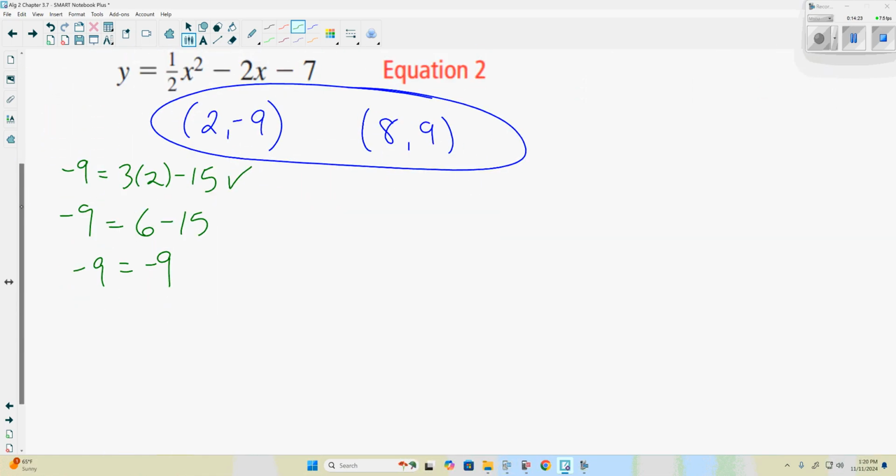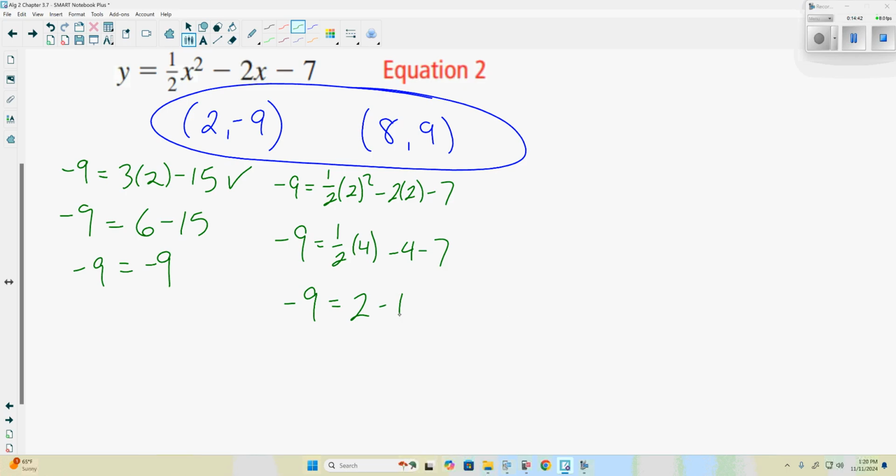And we can use the -9 equals 1/2 times 2 squared minus 2 times 2 minus 7. Well, our 2 squared is 4. -2 times 2 is -4 minus 7. Half of 4 is 2. -4 minus 7 is -11. Showing us that indeed -9 is equal to -9. It shows that this is a point on the graph, that those 2 have the same value at that spot.